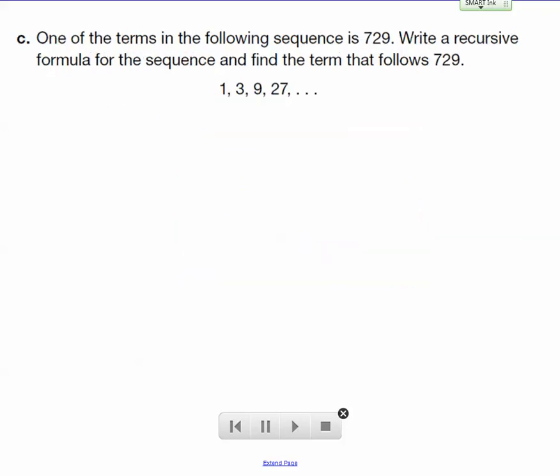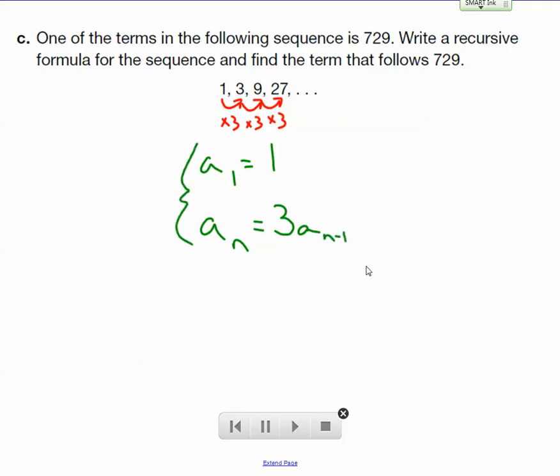Let me give you another model. One of the terms of the following sequence is 729. Write a recursive formula for the sequence and find the term that follows it. All right, before I start messing with the 729, let's write a recursive formula. First term is 1, and I can find every other term by multiplying by 3. Each term is 3 times as much. So I'll go 3 times the previous term, and the previous term symbol is a sub n minus 1. So there's our recursive formula.